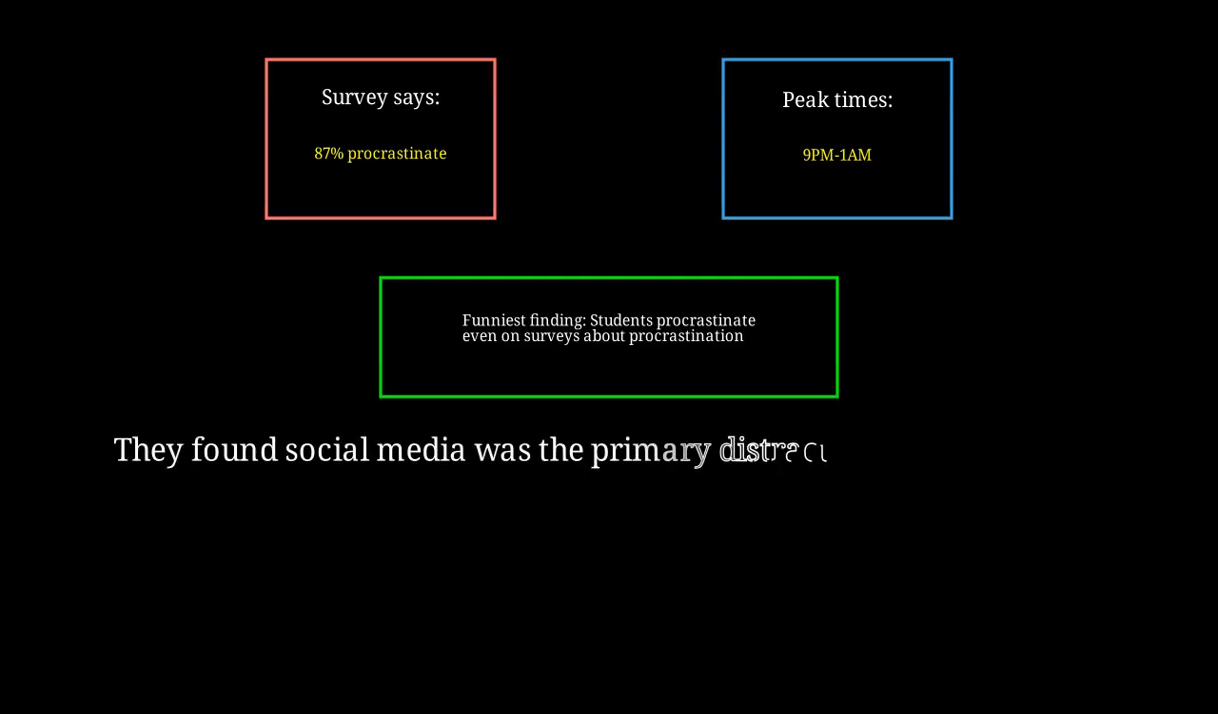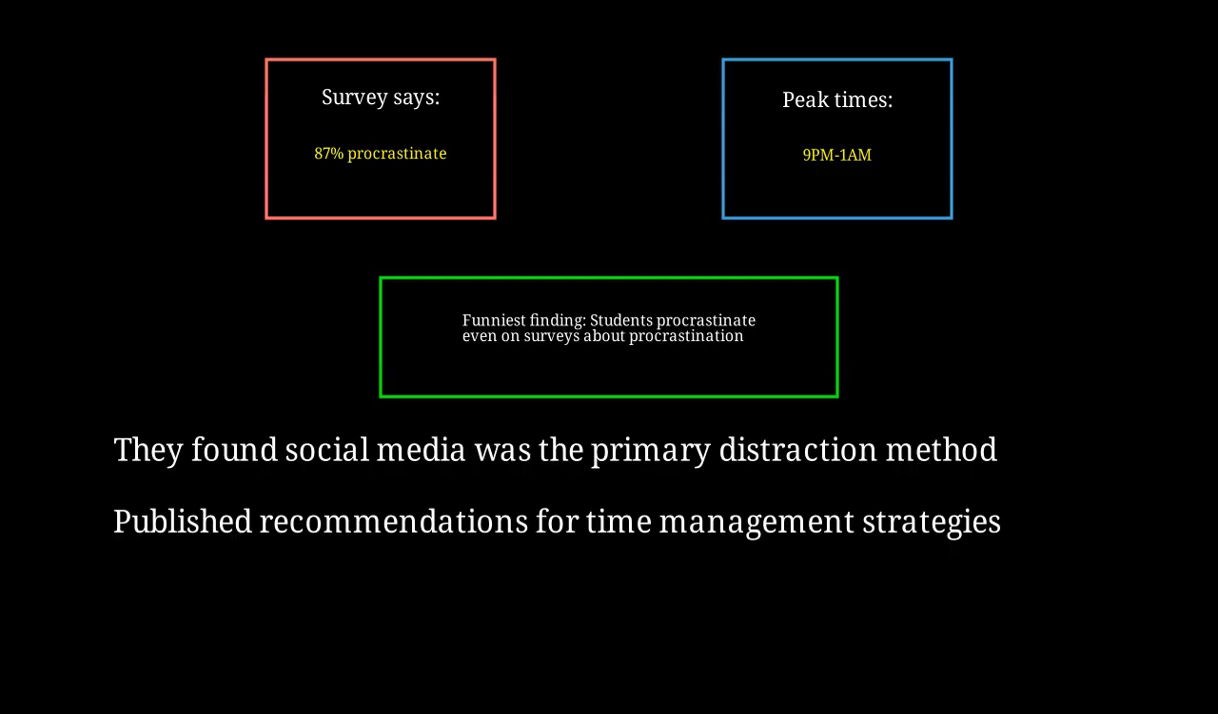The study found that social media was the primary distraction method, with students checking their phones an average of 42 times during a 3-hour study session. Based on the data, they published recommendations for evidence-based time management strategies. What started as a joke about procrastination became legitimate research on attention and productivity, and the college application essay practically wrote itself. The student wrote about how they turned a personal struggle into systematic inquiry, showing self-awareness and scientific thinking.